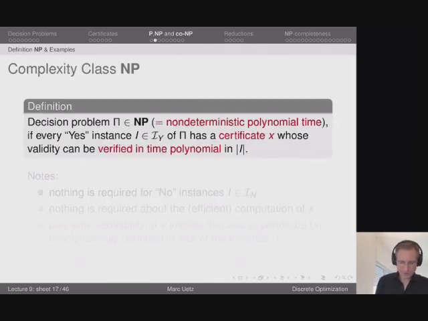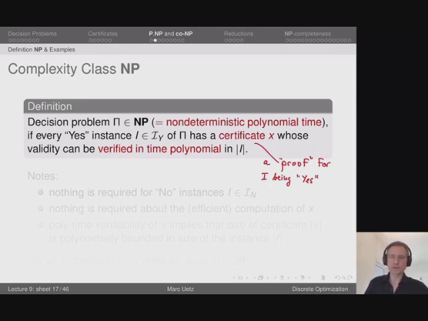Okay, so that's the definition. A decision problem pi is a member of NP, that's decision problems that can be solved in non-deterministic polynomial time. That means that every yes instance has a certificate X, and the validity of that certificate can be verified in time polynomial in the input size of the problem. This certificate can really be thought of as a proof for the instance indeed being a yes instance, and all the problems on the second to previous slide fulfill this property.